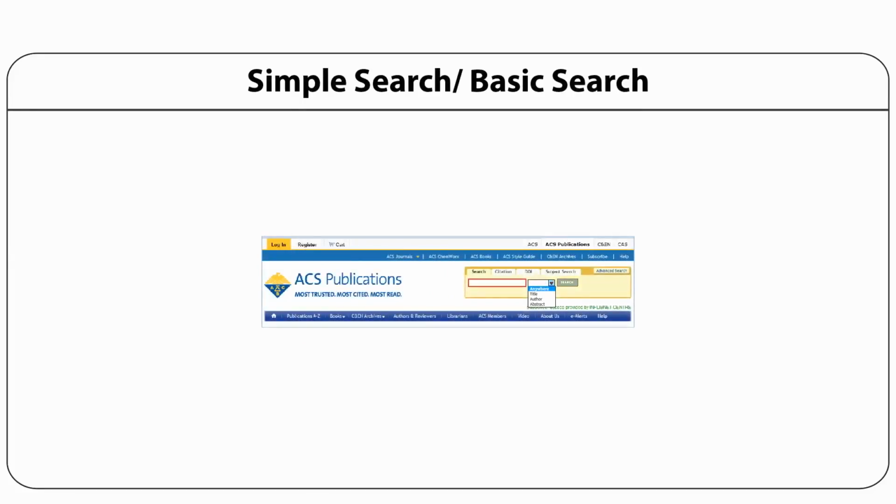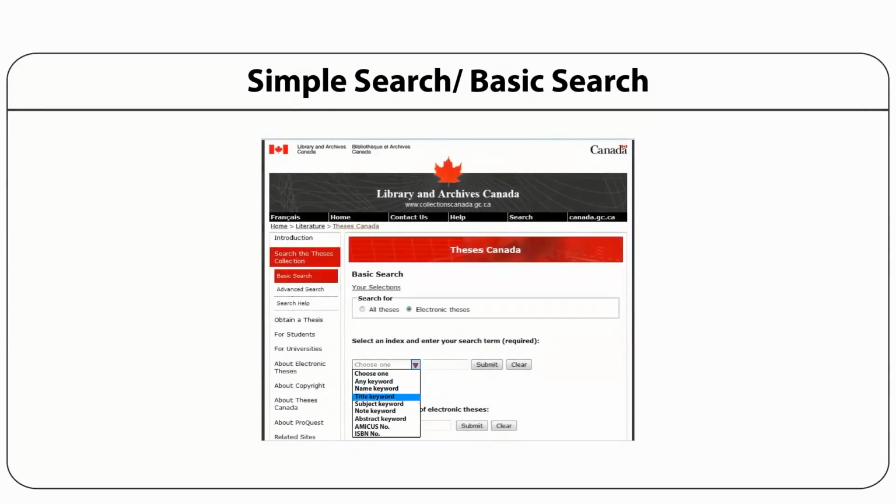Some digital libraries provide simple search functionality along with options to restrict the search query to specific key metadata fields. For example, as shown in the screenshot, American Chemical Society publications provide search for anywhere and in key fields, for example, title, author, or abstract. The eThesis Library and Archives Canada provides search for name, title, keyword, note, and ISBN.